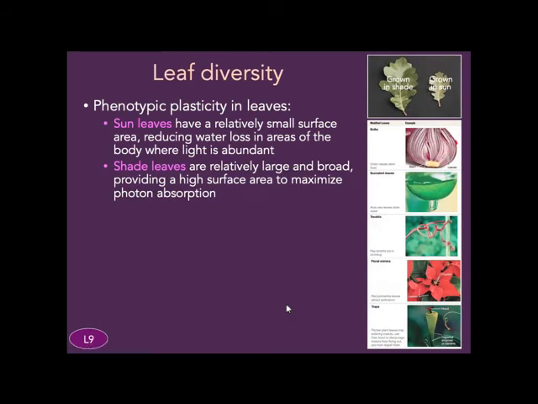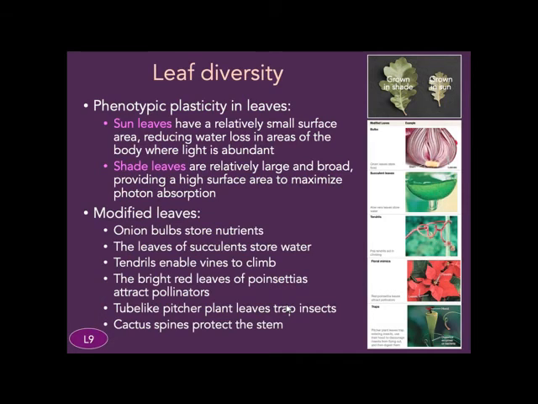Okay, so there's also phenotypic plasticity in leaves. So we know that even in the same tree, there are sun leaves and shade leaves. The sun leaves are in the sun, right? So it is advantageous for them to grow in such a way that they have a very small surface area so that they don't lose too much water, since they can get as much light as they need, versus the leaves that are in the shade. So they're relatively large and broad because they need to have a high surface area to get enough light to be able to photosynthesize.